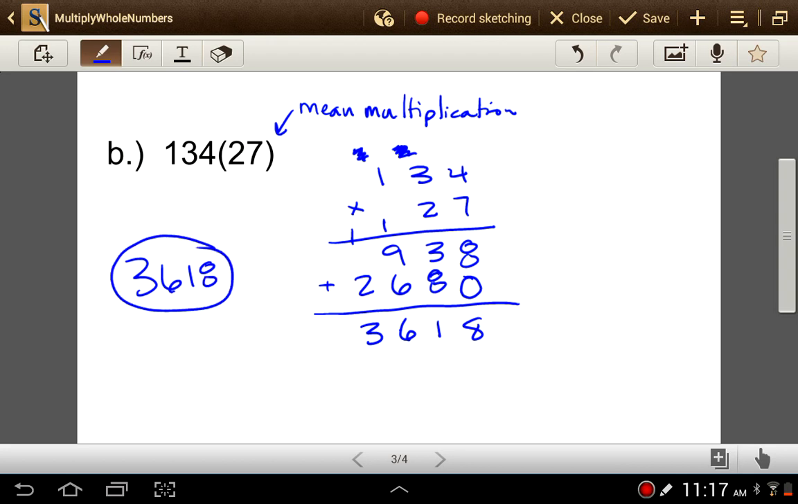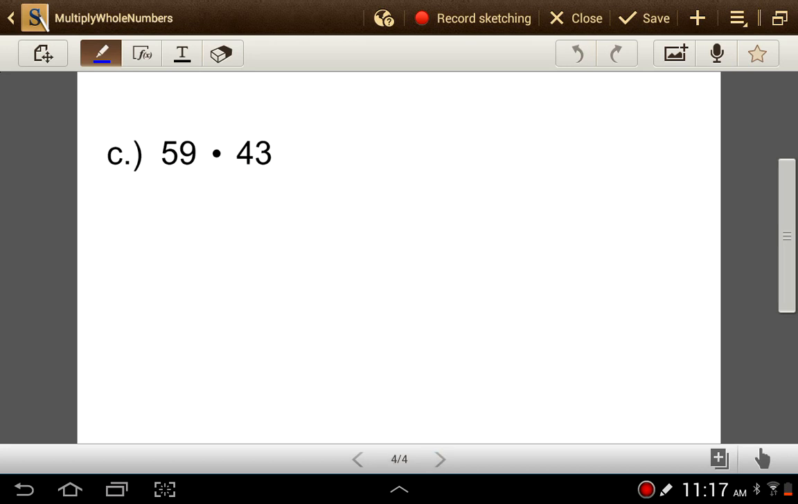Okay, if you need to pause or rewind, go ahead. Otherwise, I'm moving on to the next example. In the next example, here's another thing that stands for multiplication. A dot. You need to know that a dot stands for multiplication. Okay, so there are different ways that we can represent multiplication. You need to understand them. We have our X, we have parentheses, and we have a dot. Okay, so 59 times 43.